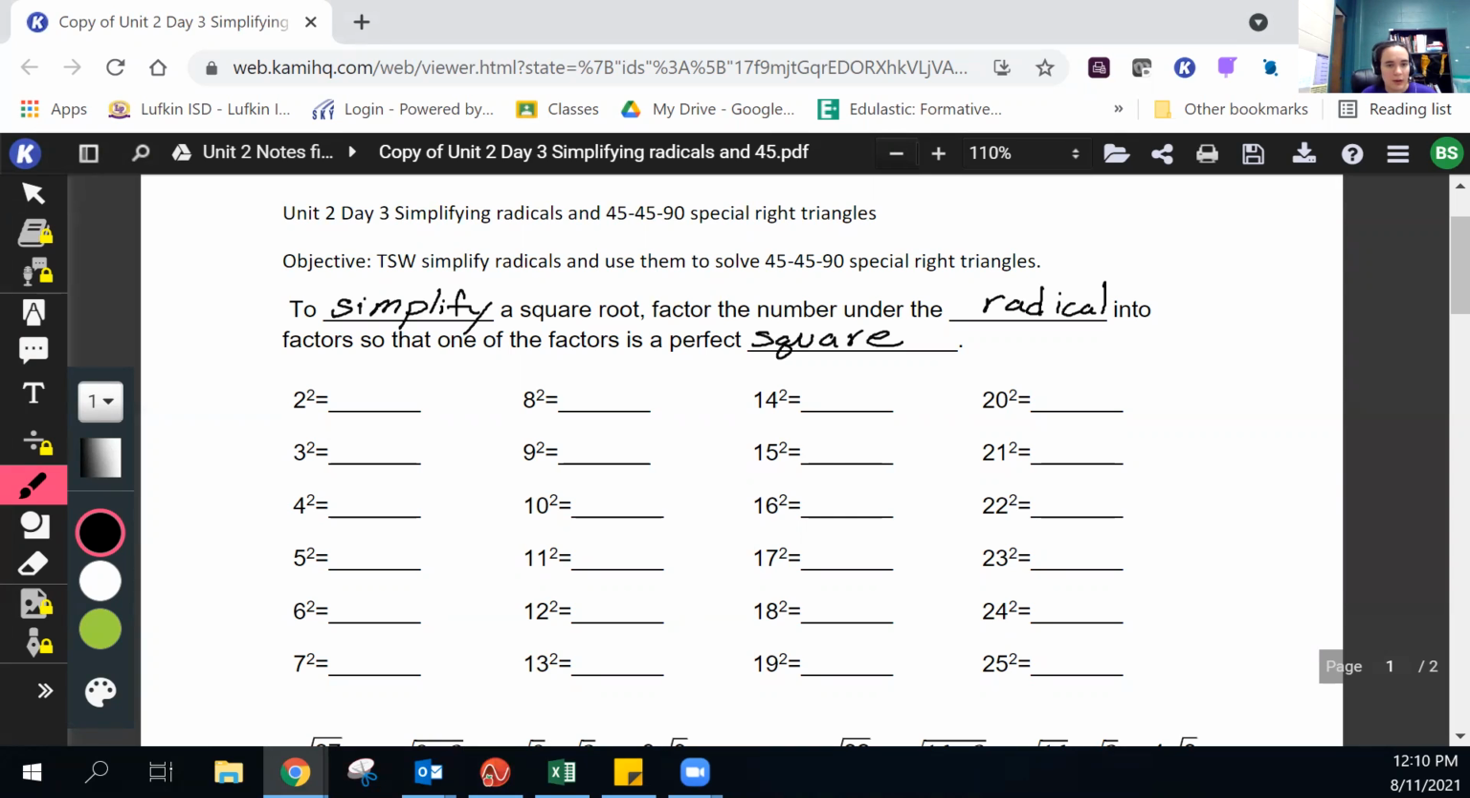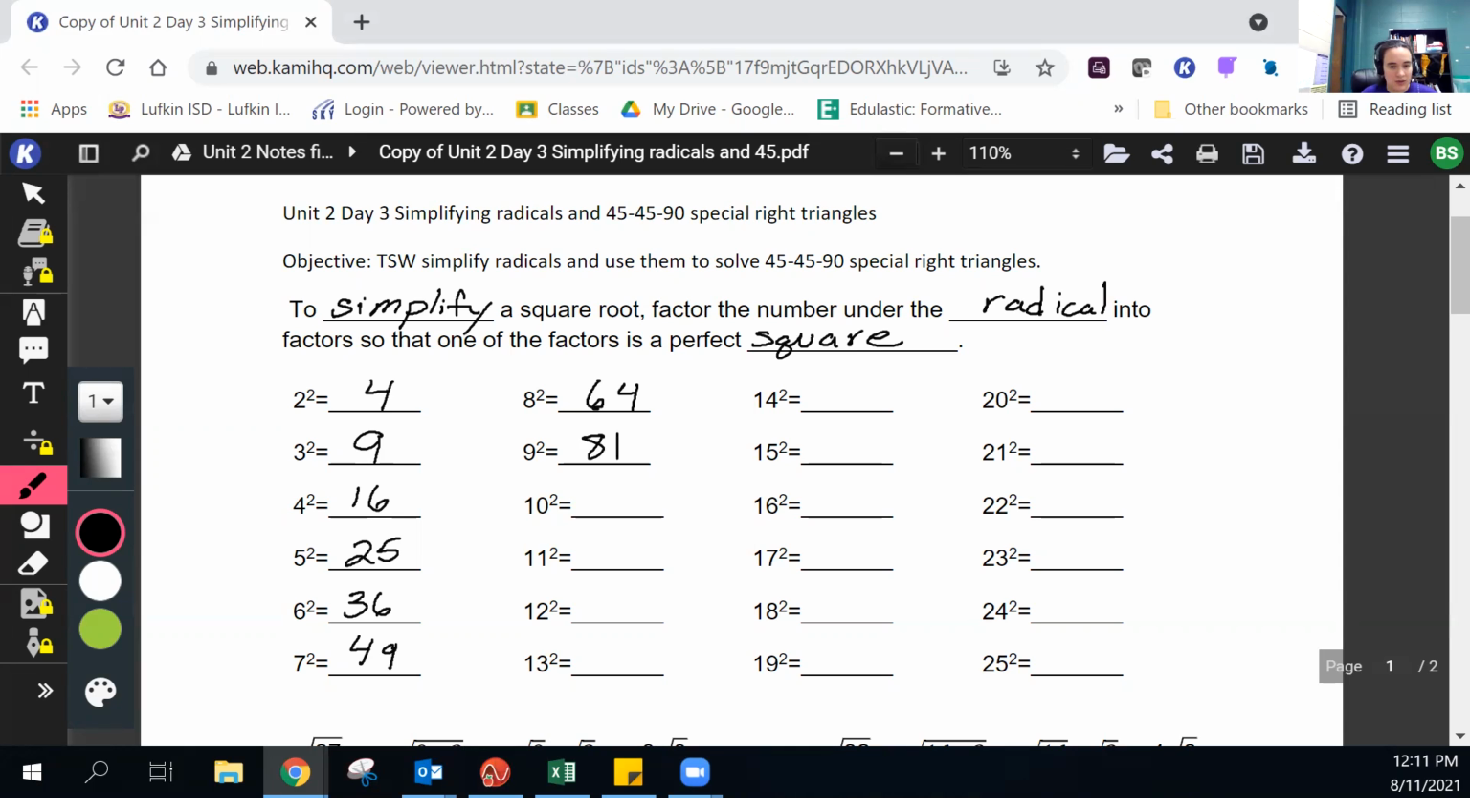What I mean by perfect square: 2 squared, 2 times 2 is 4. 3 squared, 3 times 3 is 9. 4 squared, 4 times 4 is 16. 5 squared, 5 times 5 is 25. 6 squared, 6 times 6 is 36. 7 squared, 7 times 7 is 49. 8 squared, 8 times 8 is 64. 9 squared, 9 times 9 is 81.